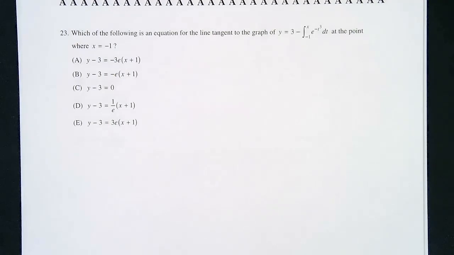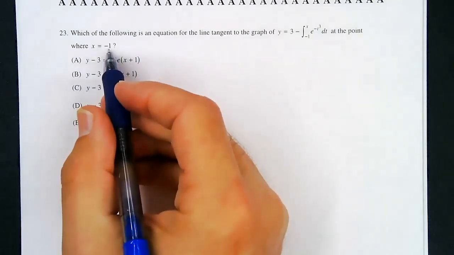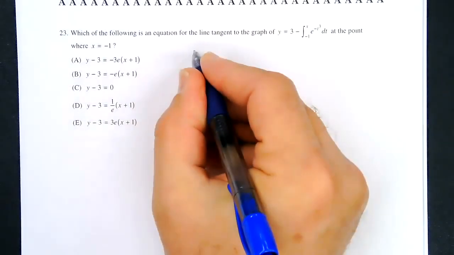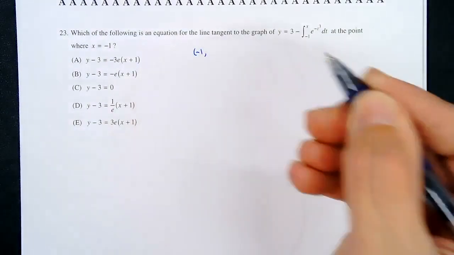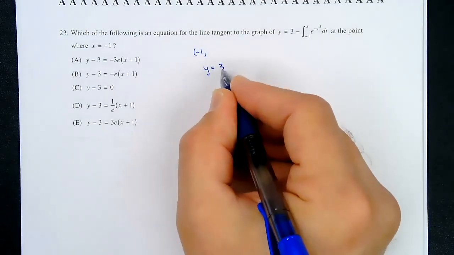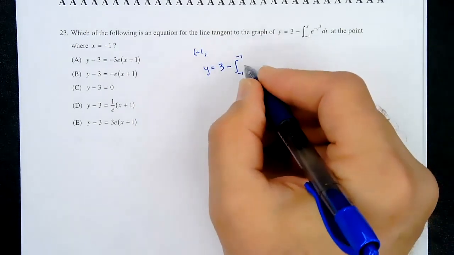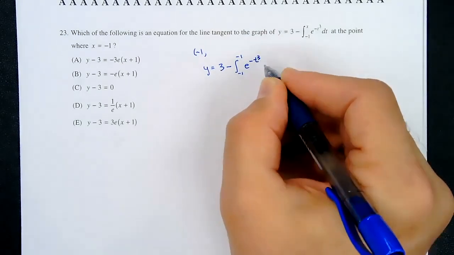So for this one, which of the following is an equation for the line tangent to the graph of y equals 3 minus the integral from -1 to x of e to the negative t cubed dt at the point where x equals -1? Okay, so to find the equation of a tangent line, we need to figure out what the point is at x equals -1. So what's the y value? We can get it by plugging it in here. So y is equal to 3 minus the integral from -1 to -1, because our x is -1, of e to the negative t cubed dt.